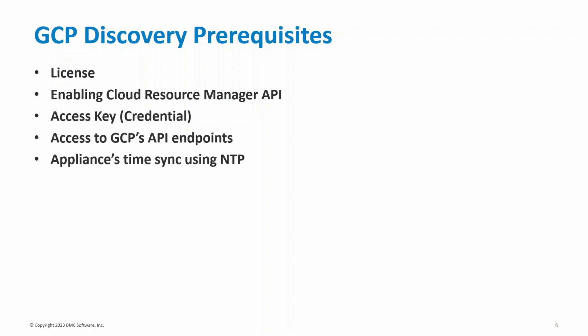Time settings. The time synchronization is essential. GCP uses time-stamped authentication. So to avoid any discrepancy or scan failures, you need to make sure that the appliance's time is synced using the NTP server. The credentials must be added in Discovery UI to perform a discovery scan. And this needs to be enabled in every project that you want to scan using BMC Discovery.